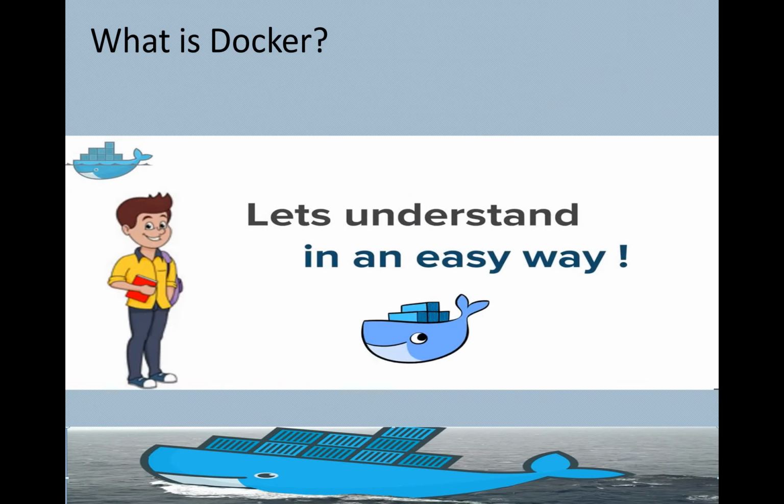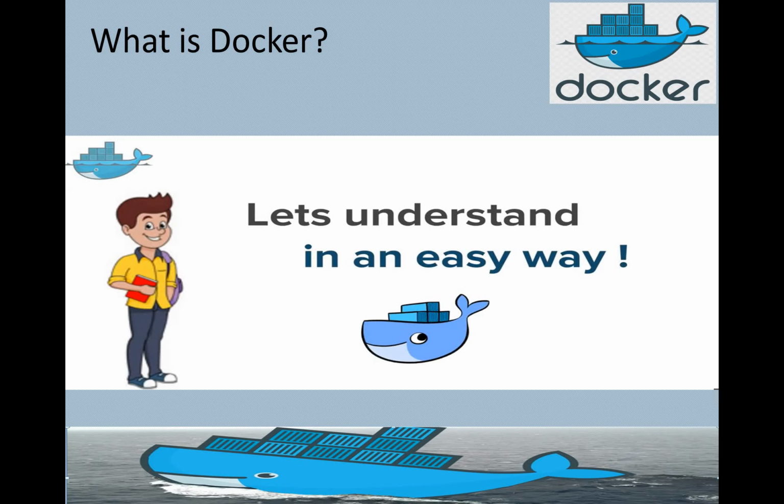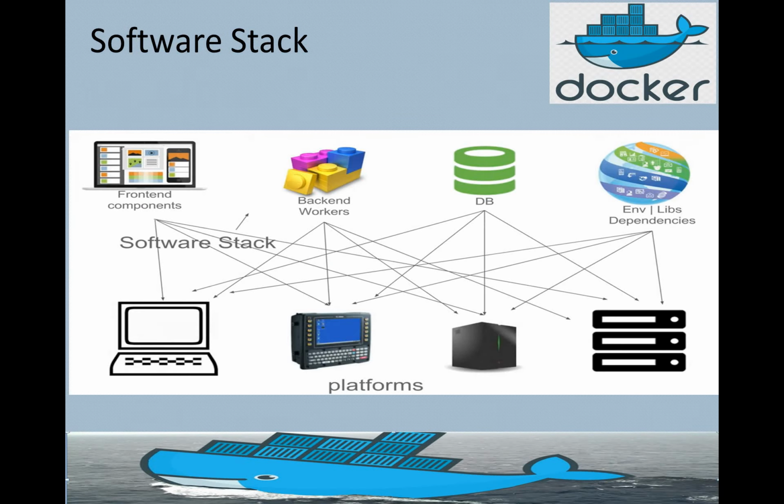Now, next one is, let us understand in an easy way in our software development life cycle. So what is that basically? Normally when we do the development of any application, we can see front-end component, backend component, database, environment, library, dependency, lots of environment and library dependency or setup.